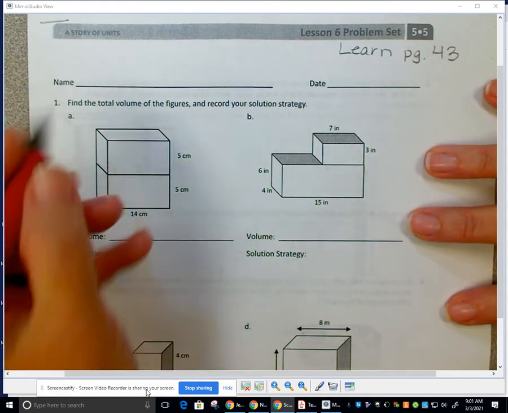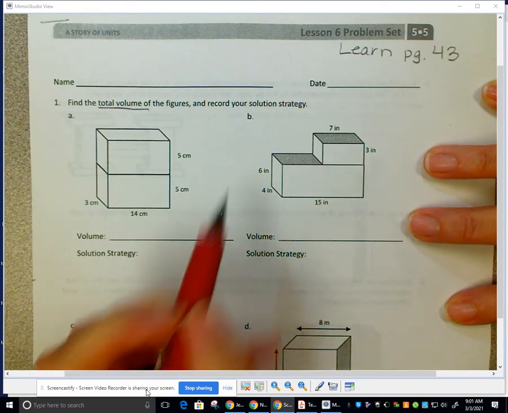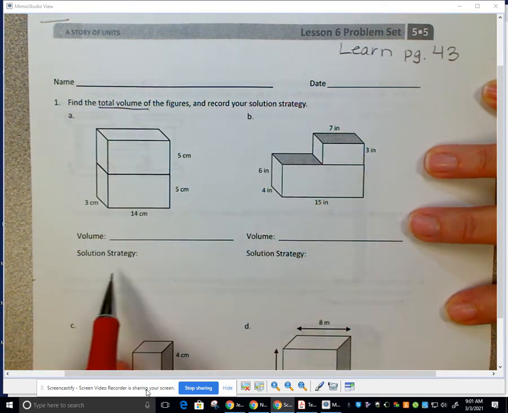So right now it says we're going to find the total volume of these figures. It says to record the solution strategy. We'll just talk about the solution strategy because we may need this area to record our work.